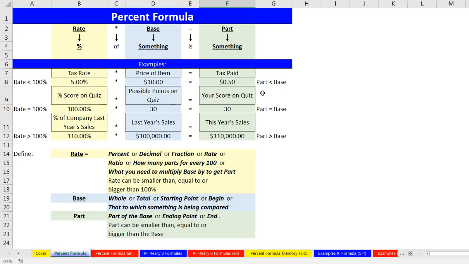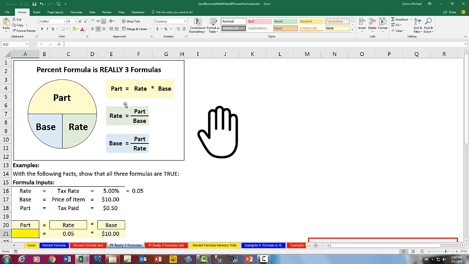That's only one of three formulas. Let's go over to the sheet. Percentage formula, really three formulas. Now here's the three formulas. Part equals rate times base. So when we're solving for part, we use these two. But look at this, rate and base. We can actually take part divided by base to get rate. This one probably makes sense to you too, because think of tax rate. 5 pennies compared to 100 pennies, that would give us 0.05 or 5% as a rate. If we know part and rate, we can solve for the base.